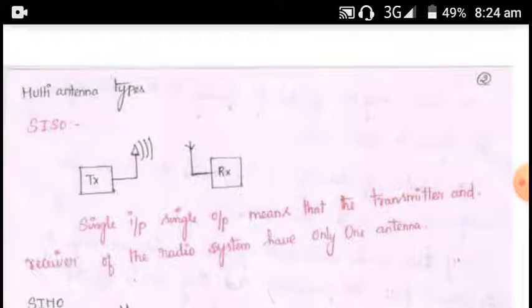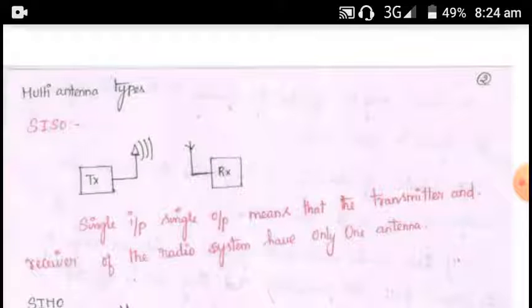So first one is single input, single output. What is single input, single output? As the name implies, there is only one transmitter and one receiver. Here, one transmitter with one antenna. Okay, so in the multiple input, multiple output, one transmitter will be there, but multiple antenna elements will be there. So in a single transmitter, sometimes there will be one antenna, sometimes there will be four to five antennas.